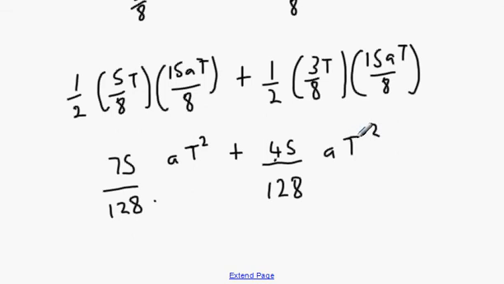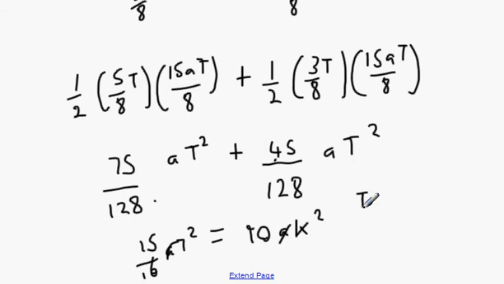We're going to add the two of these together, and we should get 75 plus 45 gives me 120. 120 divided by 128 is 15 over 16 at squared, and we know that this equals 90 ak squared. The a's will cancel. Multiply 90 by 16, divide your answer by 15, and what you get is T squared ends up to be 96 k squared. Therefore T must be equal to the square root of 96, which is 4 root 6 k.